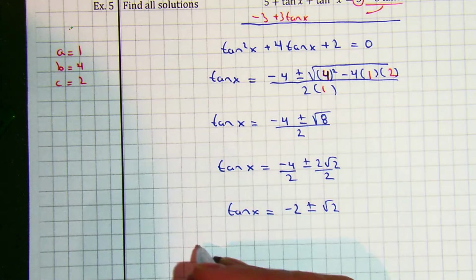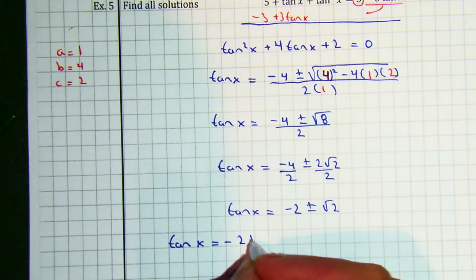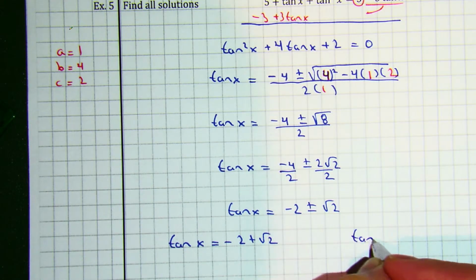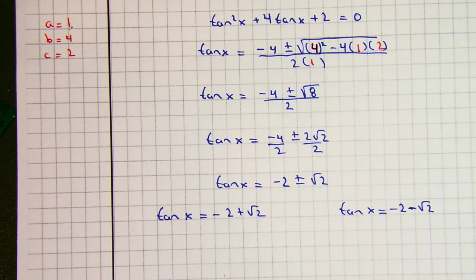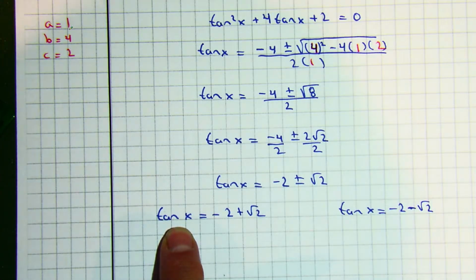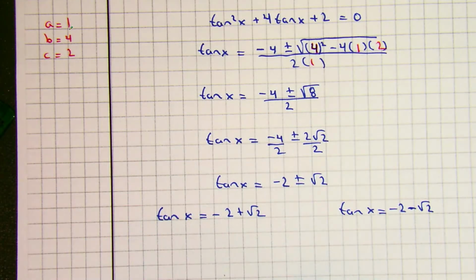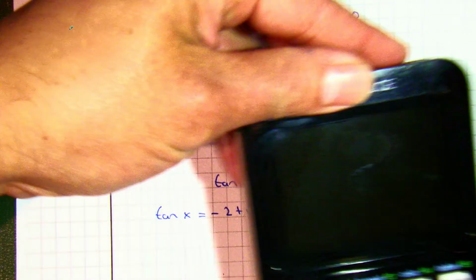So we have two answers. The tangent of x equals -2 plus square root of 2, and the tangent of x equal to -2 minus square root of 2. And those are our two values that we know. For tangent, we know your tangent of 30 is square root of 3 over 3. Tangent of 45 is 1. Tangent of 60 is square root of 3. Can be 1 or undefined. So therefore, we're going to use a calculator, and we're going to use them in radians.